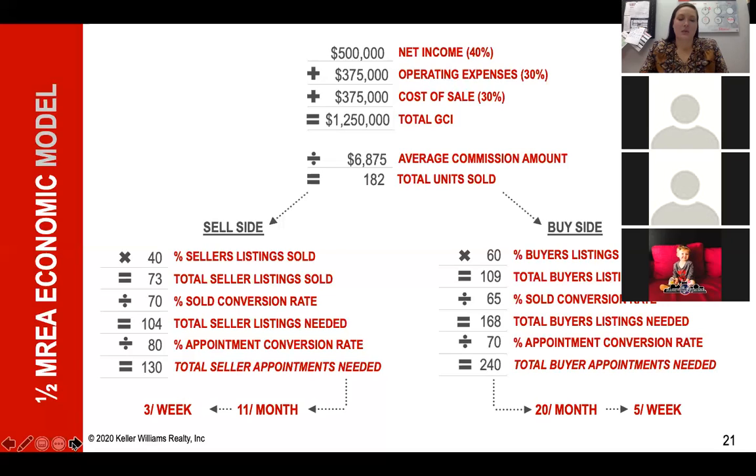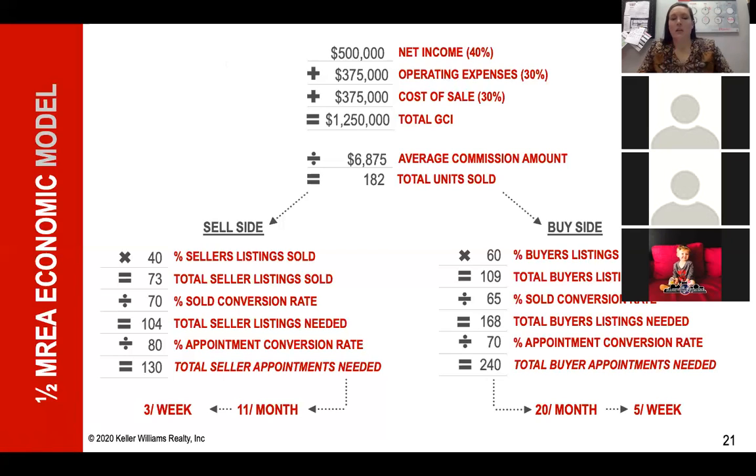Okay. So this person needs to go on 3 listing appointments a week and 5 buyer appointments a week. So that's 8 total appointments a week, with 31 a month. Do you see how, because they're buyer heavy, they need to do more buyers? Okay. And this model, of course, comes from the $500,000 economic model. Any questions? Okay.